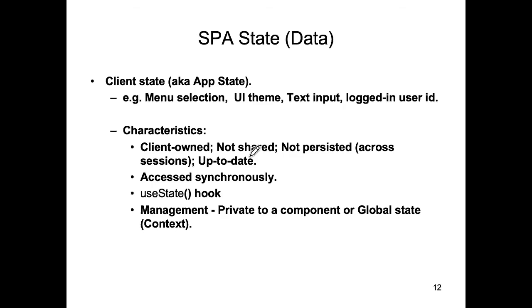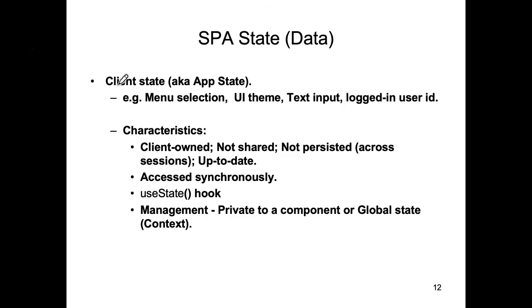Before we talk about what caching is, I need to just define some terms. So I'm talking about a single page app's state or a single page app's data. And all of the data associated with any single page app can be broken up into two parts: client state and server state. Client state is often referred to as app state.